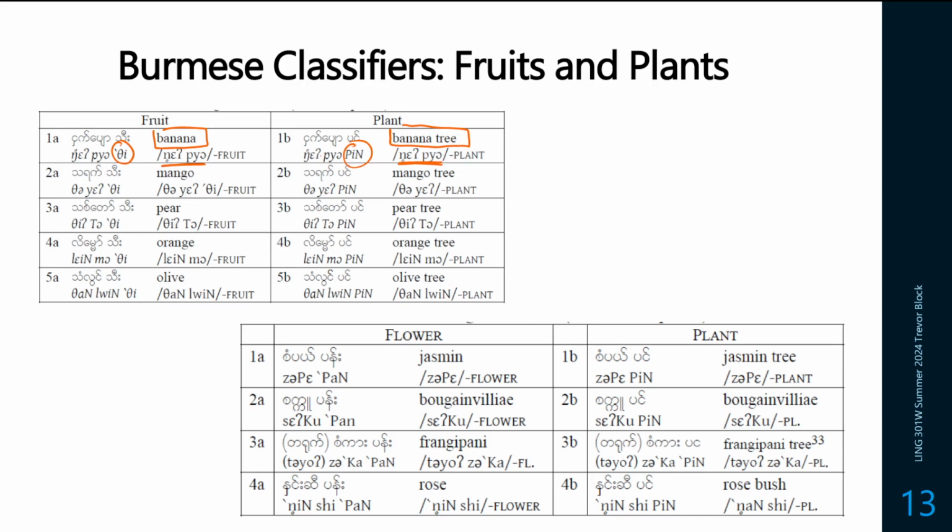So there's options depending on what you want to express. The noun, that is basically the word banana, is not forcing a particular type of classifier to appear. We can do the same with flower and plant below. So the first one was fruit and plant. This is now flower and plant. But if we take a look at jasmine and jasmine tree, we see the same thing. It has the same base form, and then the classifier is going to hone in on that meaning and change it.